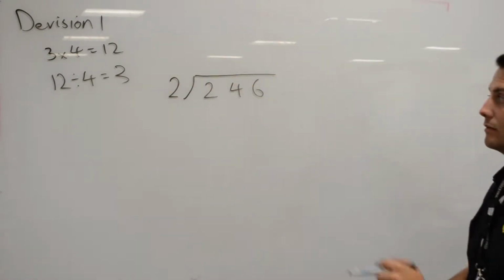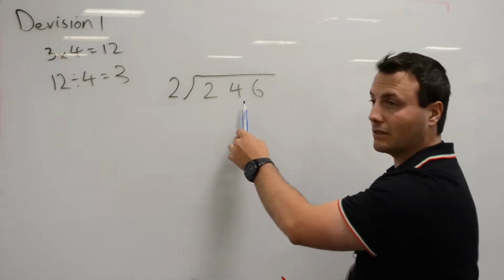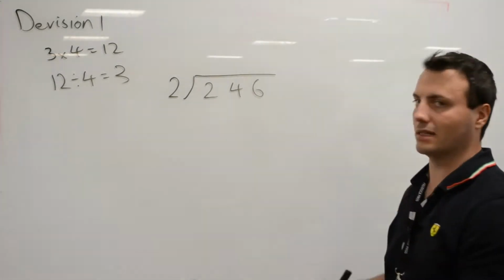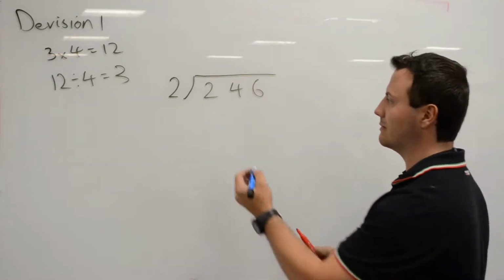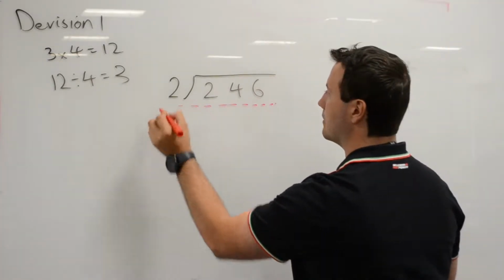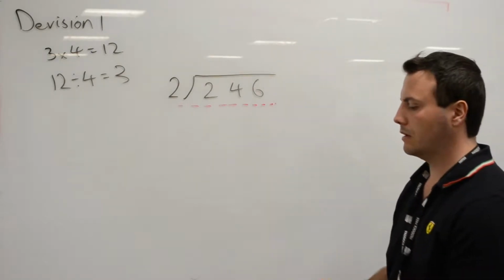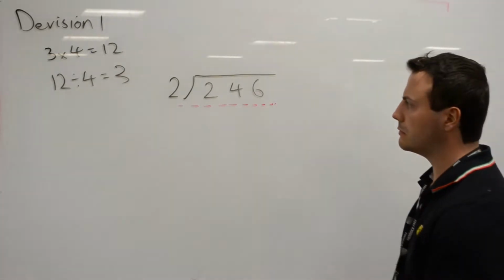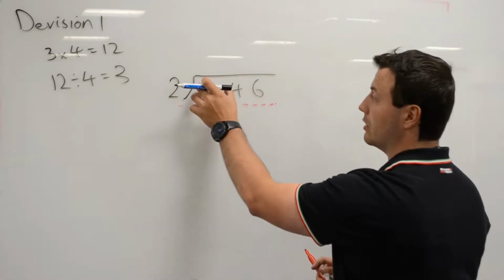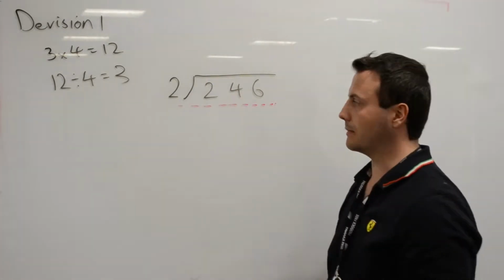We write down on the left here the number that we're dividing by, our divisor, and inside of this working out is the number we're dividing. And what we're going to do is split this into two. I'm going to draw out a line to separate our answers from our workspace. What we do, column by column, is look at each individual number and see how many multiples of 2 fit into it.